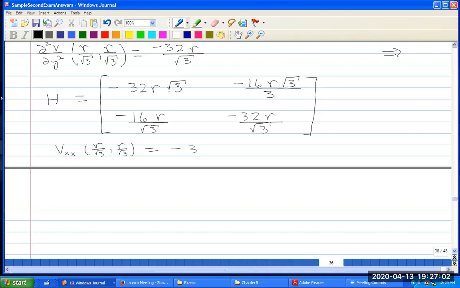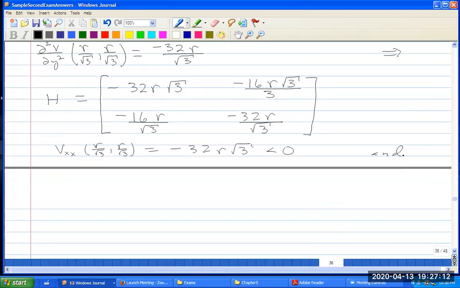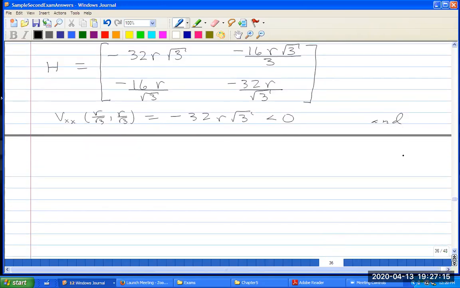That's equal to a minus 32r root 3, which is less than 0. And so now we'll just do this because this was almost done. So now let's find the determinant. So it's a minus 32r root 3 times minus 32r. I'll do the root 3 in the denominator because it'll just make the calculation easier.